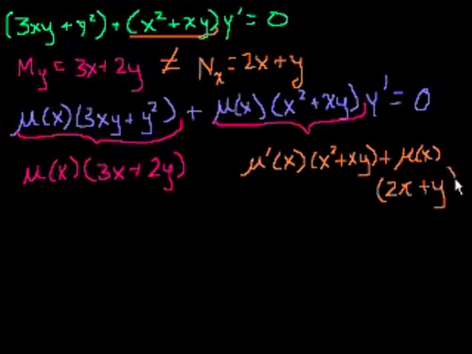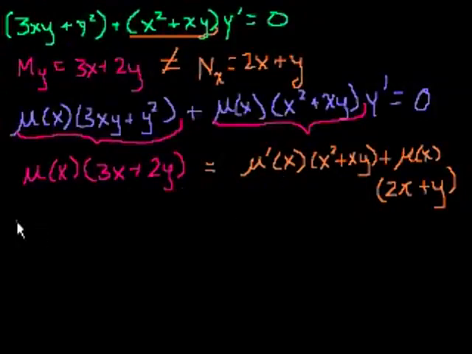plus y. And now for this new equation where I multiply both sides by mu, in order for this to be exact, these two things have to be equal to each other. So let's just remember the big picture. We're saying this is going to be exact, and now we're going to try to solve for mu. So let's see if we can do that.